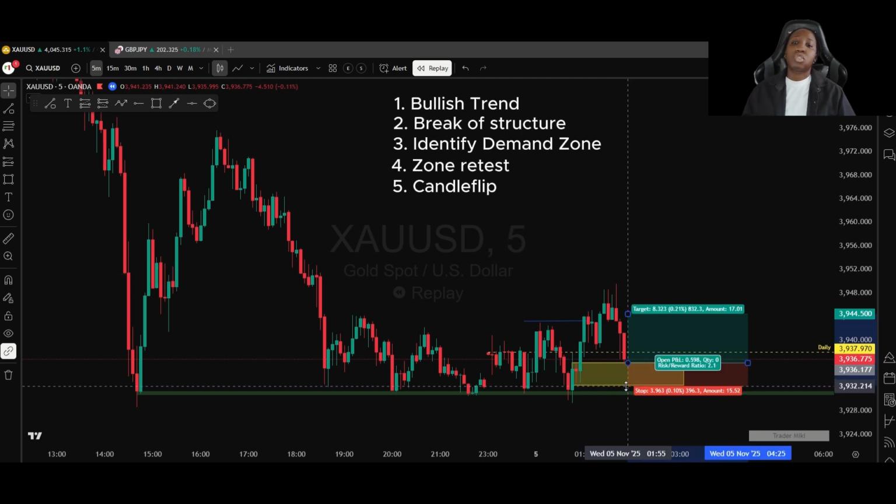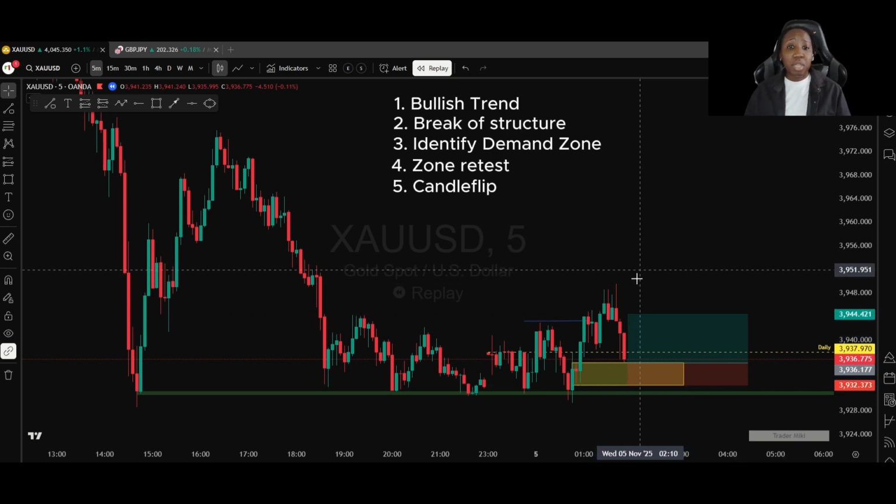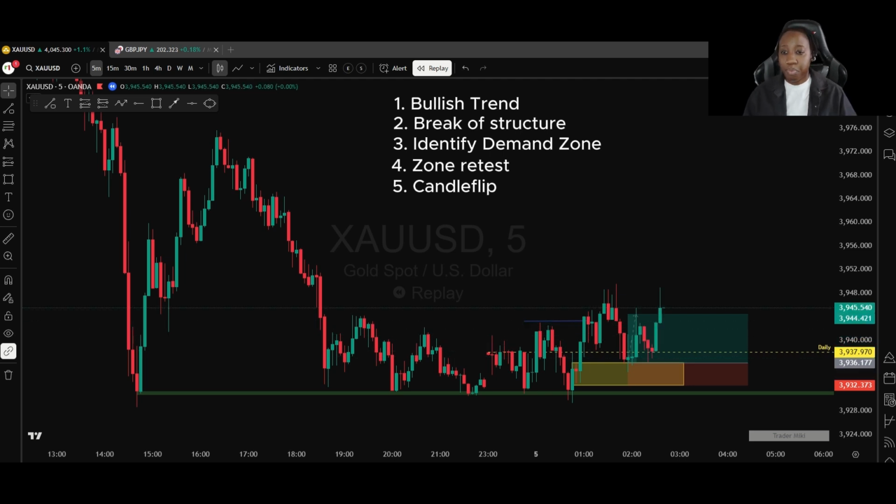Now because you have your zone marked out already, you can already think about how much risk you're going to take. This stop loss was only around 40 pips, but I have had bigger stop losses up to 100, 120 pips, and I adjust my lot size accordingly. I'm not looking for multiple trades per session. I'll take one trade and move on to the next session.